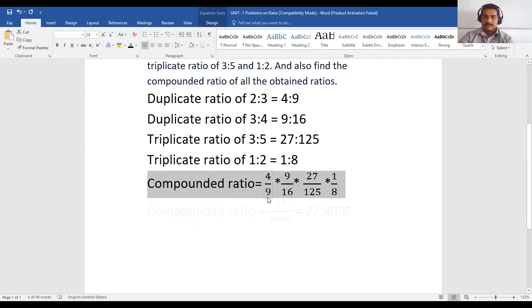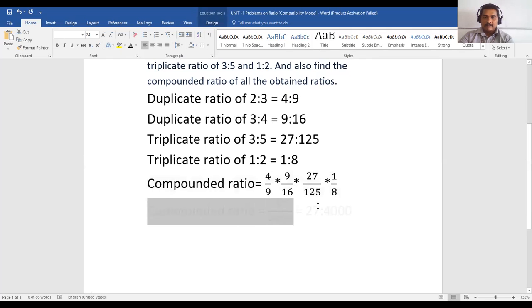Now we need to simplify further. 9 can be cancelled and 4 can be simplified for the 16. So now if we multiply the remaining terms, we will get the compounded ratio. The remaining fraction is 27 by 4,000. So the compounded ratio is 27:4,000. So this is the concept of duplicate and triplicate ratio.